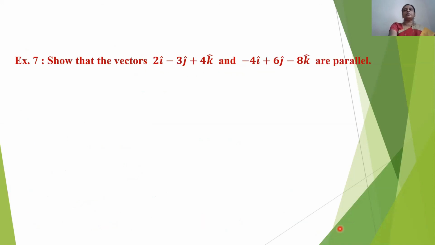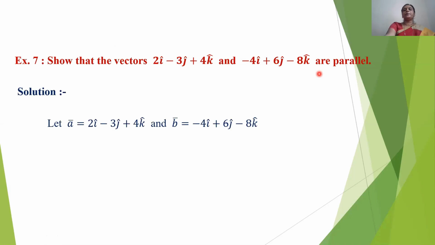Okay, see the next. Show that the vectors 2i minus 3j plus 4k and minus 4i plus 6j minus 8k are parallel. Here we have to show these two vectors are parallel, which means we have to show one vector is a scalar multiple of the other. Write down these two vectors. Suppose the first vector is a bar and the second vector is b bar. Therefore write down a bar is equal to 2i minus 3j plus 4k and b bar is equal to minus 4i plus 6j minus 8k.